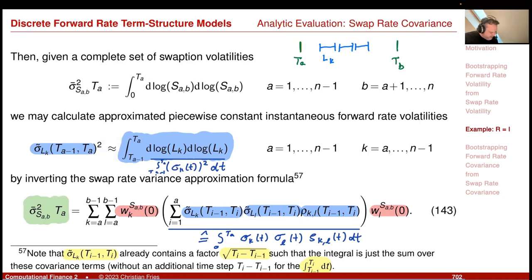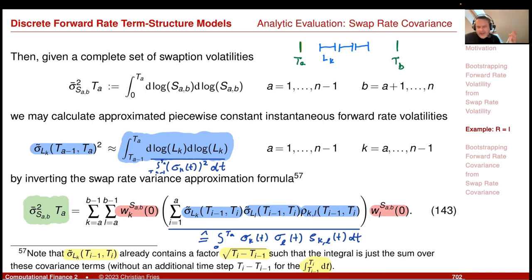So I have some parameter here that appears in my approximation formula. Either you can think of this parameter not being the right parameter, it's not your integral of the sigma k squared, or you have here an approximation sign. So you are inverting an approximation formula. That's maybe a bit unsatisfactory. But this analytic formula is really good.